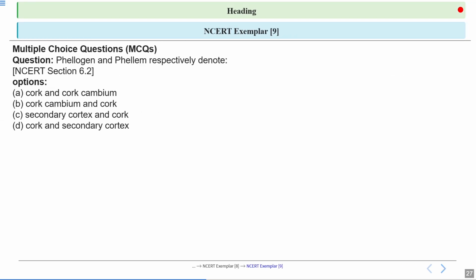Phellogen and phellem respectively denote. This part, these questions are coming from the cork part that has now been removed, but we can still solve this question. NCERT section 6.2. Let us see the options. A, cork and cork cambium. B, cork cambium and cork. C, secondary cortex and cork. D, cork and secondary cortex. Phellogen and phellem respectively denote.